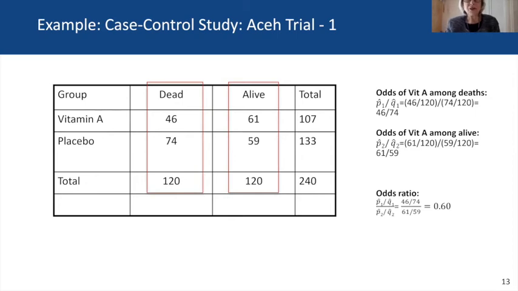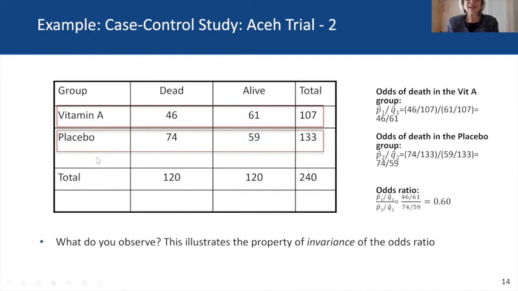So let's go back to this case control study. And we'll recall that we looked at the odds of vitamin A among deaths divided by the odds of vitamin A among those alive. And our bottom line was that the odds ratio was equal to 0.6. So we'll keep in mind that we have both defined odds of vitamin A among deaths, odds of vitamin A among those alive, and the odds ratio of both.